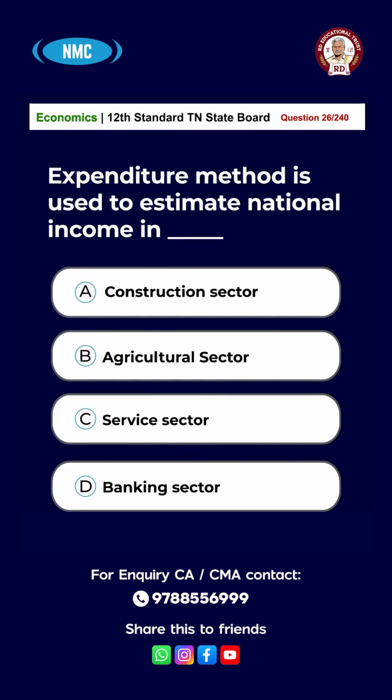Question number 26. Expenditure method is used to estimate national income in: A. Construction sector, B. Agriculture sector, C. Service sector, D. Banking sector. The answer is A, construction sector.